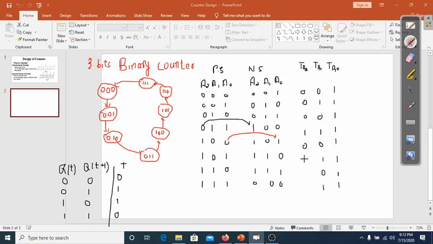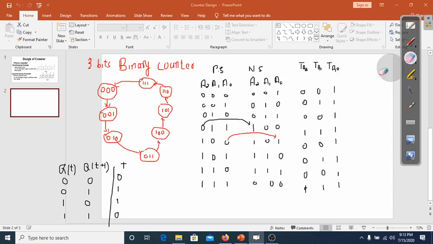When there is a change, you will incorporate the input as 1. So 0. Here, input present state is 1, next state is 1, there is no change, so the input is 0. Present state is 1, next state is 0, so the input is 1 here. Now I will simplify these tables by using Karnaugh map, so we'll get the simplified expression for these inputs TA2, TA1 and TA0.